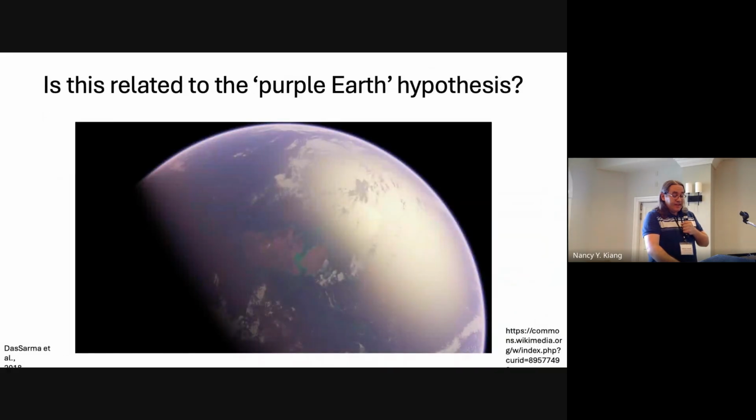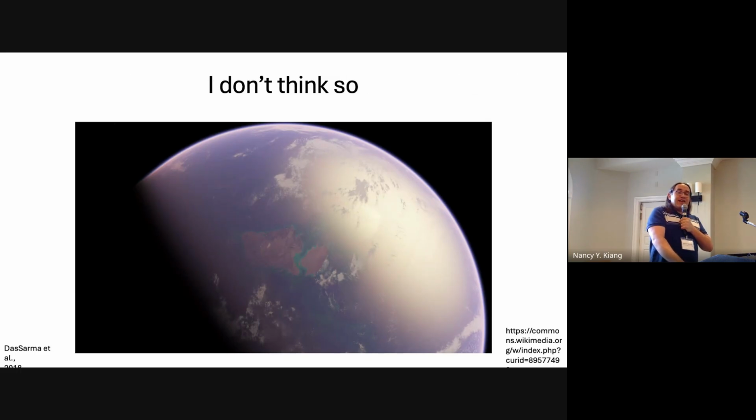And I think this has implications for the purple Earth hypothesis that people talk about. I don't think that it actually suggests that. I think this is actually not a terribly useful idea for astrobiological purposes. You can talk to me about that after this.